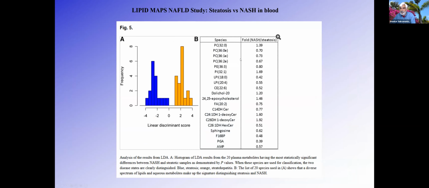This is another example from our own study, which we published on NASH, which is a steatohepatitis versus steatosis study. We took many patients, took liver and blood samples, plasma samples, and then did lipidomics. And we showed that, for example, with 20 lipids, we can differentiate between NASH and NAFLD, non-alcoholic fatty liver disease, steatosis versus NASH. We can discriminate between them with these 20 discriminants. So this is the power of doing statistical analysis in your studies.